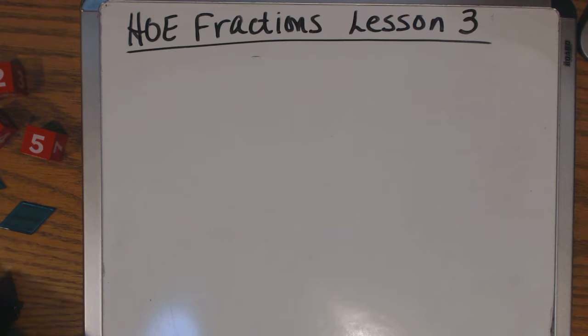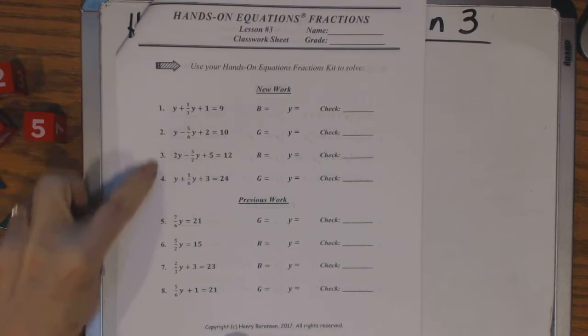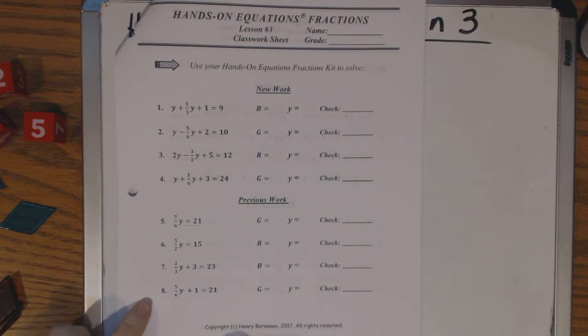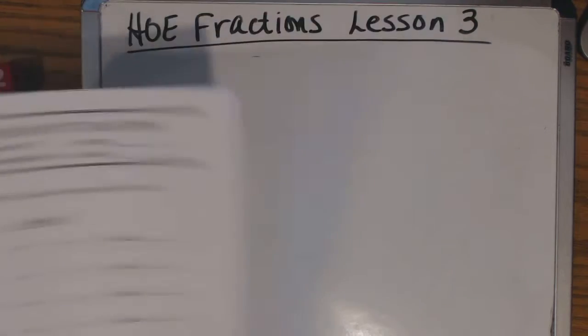So you're going to move over to the lesson 3 sheet. And again, just like yesterday, you're going to find there are 4 problems to solve, and then there are 4 problems that relate to the previous lesson. And I do have the answer key to this online on the class website.